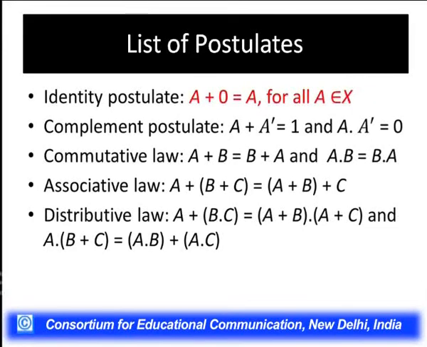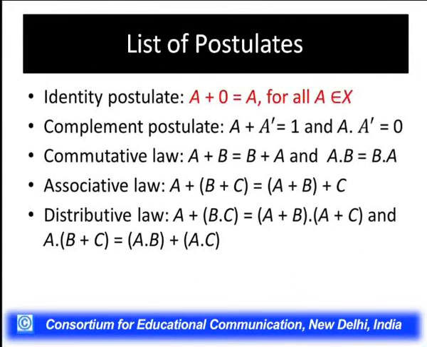Now, here is a list of postulates. First postulate, the identity postulate: A plus 0 equals A for all A belonging to X, meaning A is an element of X. Complement postulate: A plus A dash equals 1 and A dot A dash equals 0. Next postulate, the commutative law: A plus B equals B plus A and A dot B equals B dot A.